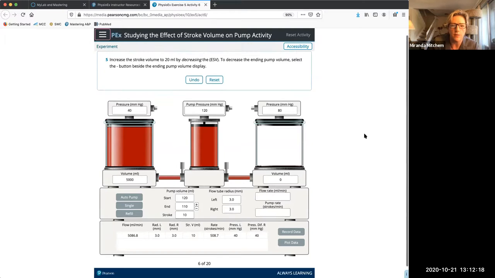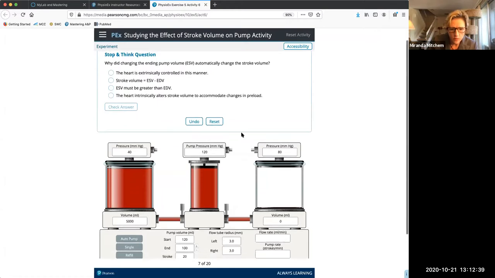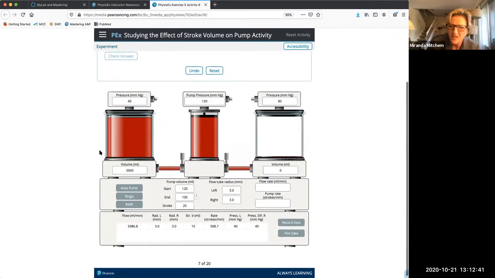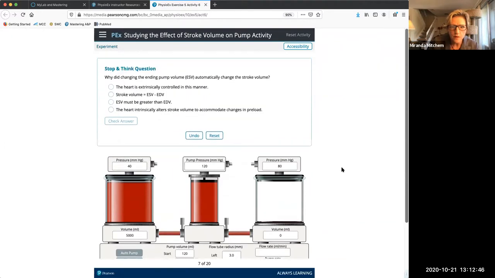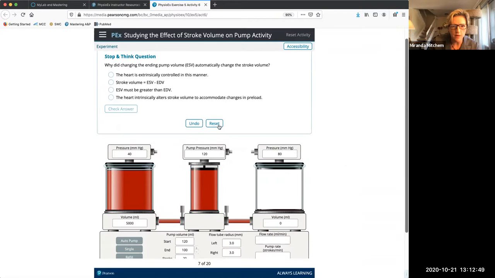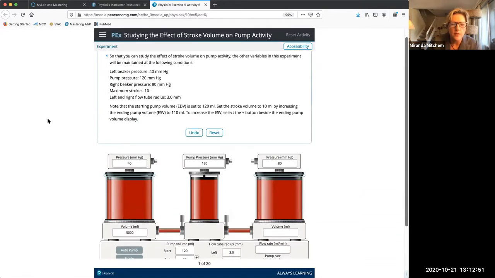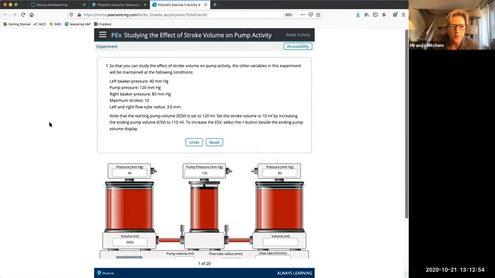Okay, now we get to the experiment. Now we're going to increase the stroke volume to 20 by decreasing the end systolic volume. Okay, here we go. Sorry, it's just not going right. It didn't even let us do the experiment. Let me reset that. Sorry. Okay. We're going to go through this again.